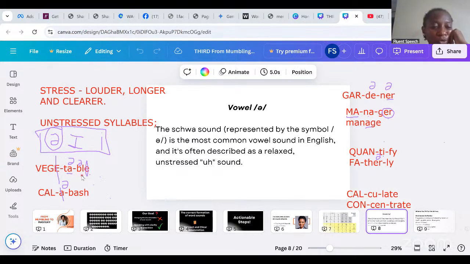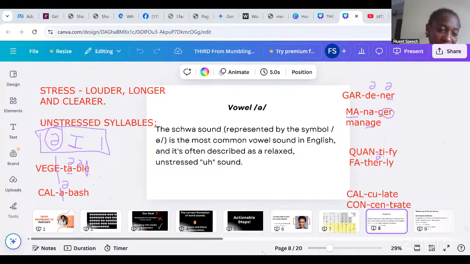Please say the words after me. Vegetable. Calabash. Manager. Quantify. Fatherly. Remember to stick out your tongue for the TH in fatherly. Calculate. Concentrate. So I hope you were able to jot down the rule.